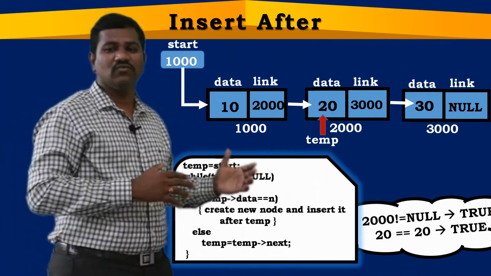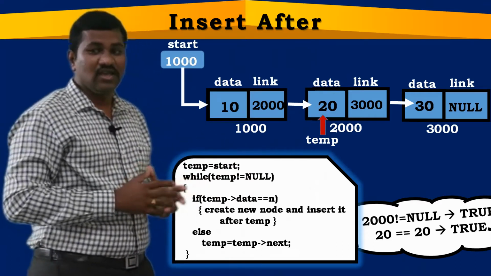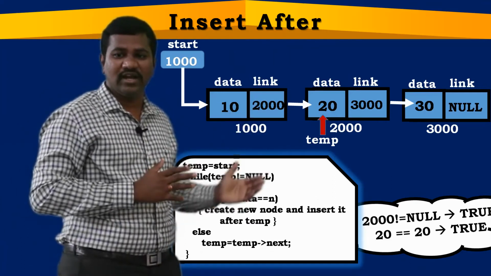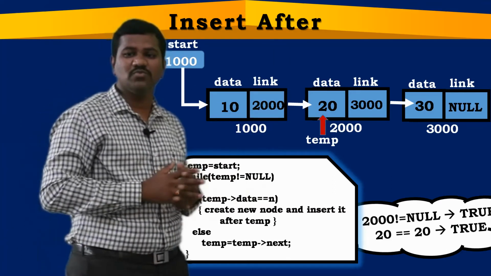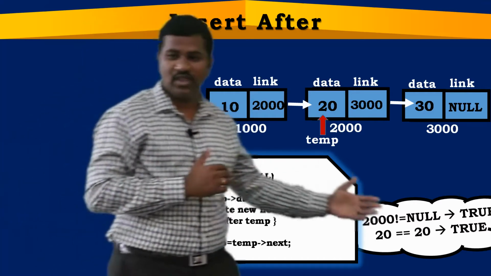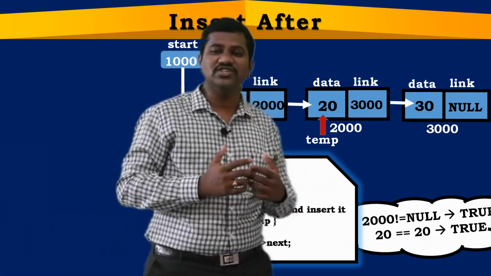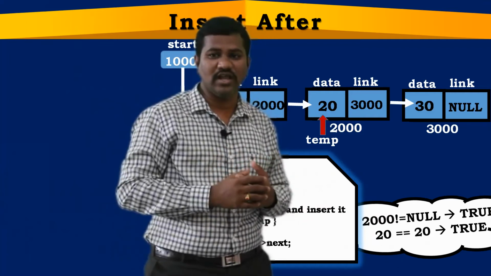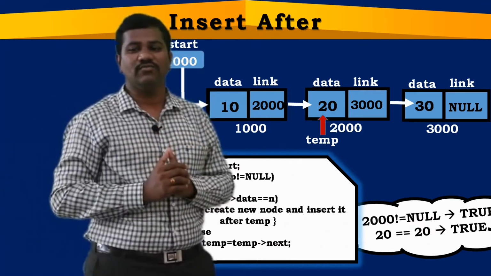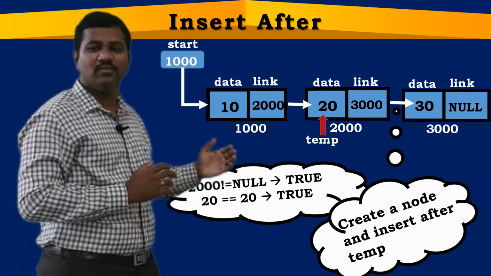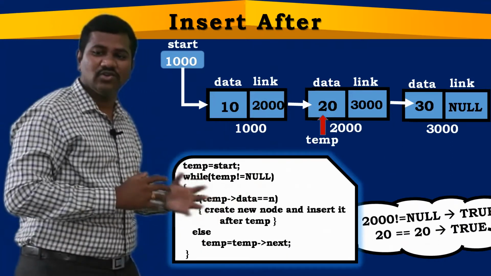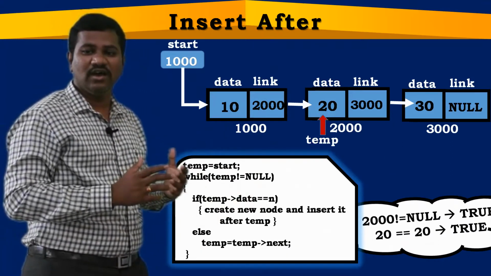So what is the condition that we have in the if part? We'll be checking the data part of temp, that is temp arrow data. Currently temp is pointing to 2000. So 2000 arrow data, what do we have? 20. And what's the node that we are searching for? We are searching for a node called 20. So 20 is equal to 20, the condition is true. Condition true means it enters into the if part. Inside this if part, what do I place here? Create a new node, insert it after temp.